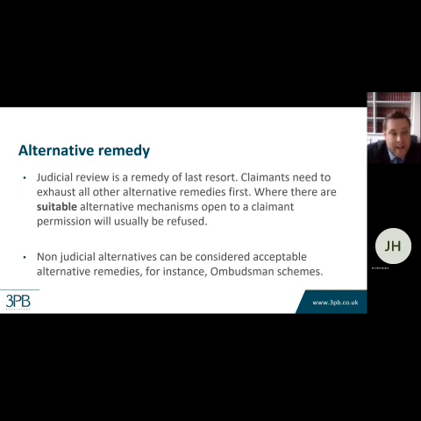There are judicial alternatives that can be considered acceptable alternative remedies, the most obvious one being the ombudsman schemes that are available in higher education and local government law generally. And you can get into arguments in judicial review claims about whether or not those ombudsmen are a suitable alternative remedy, particularly given the timescales that some complaints to such bodies can take. But ultimately, the point to bear in mind is that if a claimant has a suitable alternative remedy available to them, they are unlikely to be able to bring judicial review proceedings.